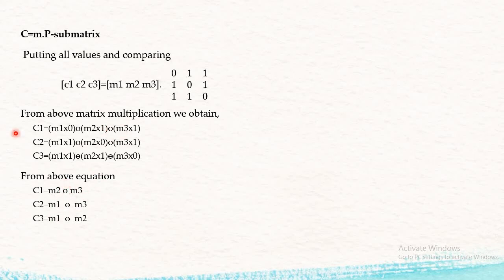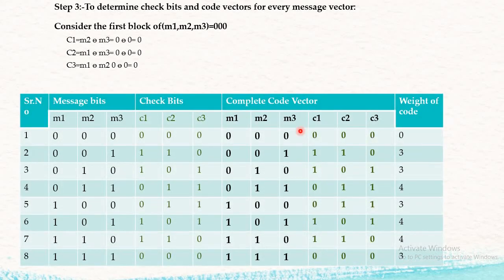So similarly we repeat for C2. In this, which two values are high? Just check. The m1 is high, m2 is low, m3 is high. So it comes out to be m1 into m3. And for C3 it comes out to be m1 into m2. So once the relations are with us, we go for the next and last step, that is building the complete code vector table.